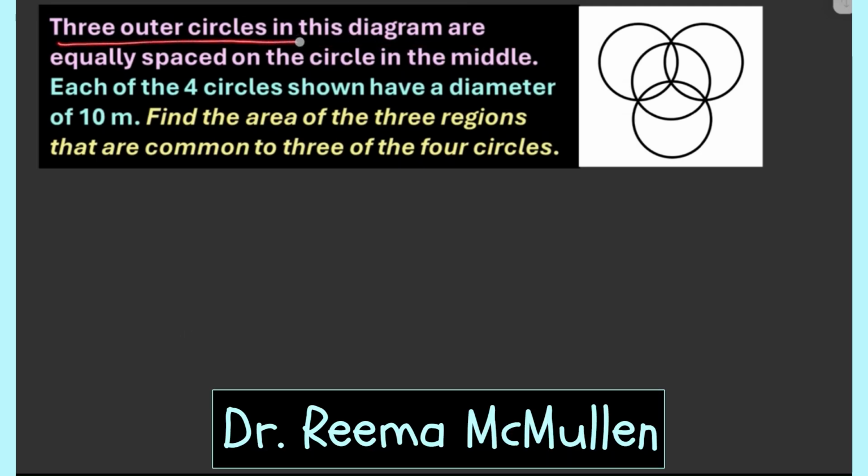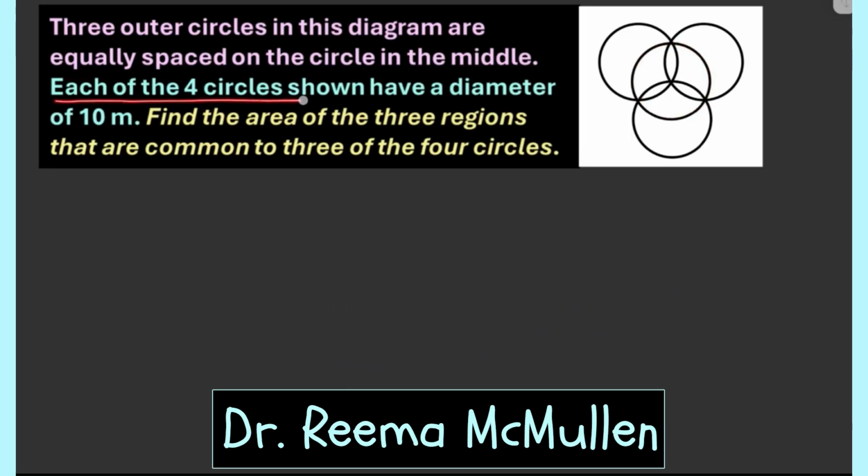There are three outer circles in this diagram. Which outer circles? These ones here: 1, 2, and 3. So these three outer circles are equally spaced on the circle in the middle. And here is your circle in the middle, number 4.